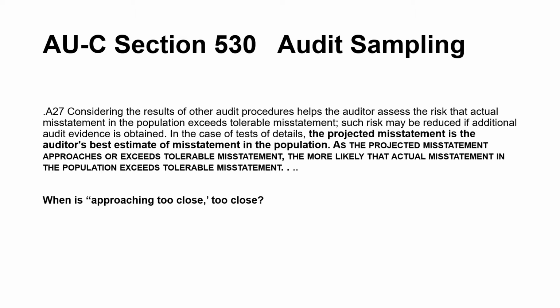The projected misstatement is the one from our sample. So we're going to take a sample and project the misstatement we find. The projected misstatement is the best estimate of the misstatement in the population. As the projected misstatement gets closer and closer to tolerable misstatement, the more likely the actual misstatement in the population exceeds tolerable misstatement. Now the question is, when is approaching too close? How do we know when it's too close to tolerable misstatement?